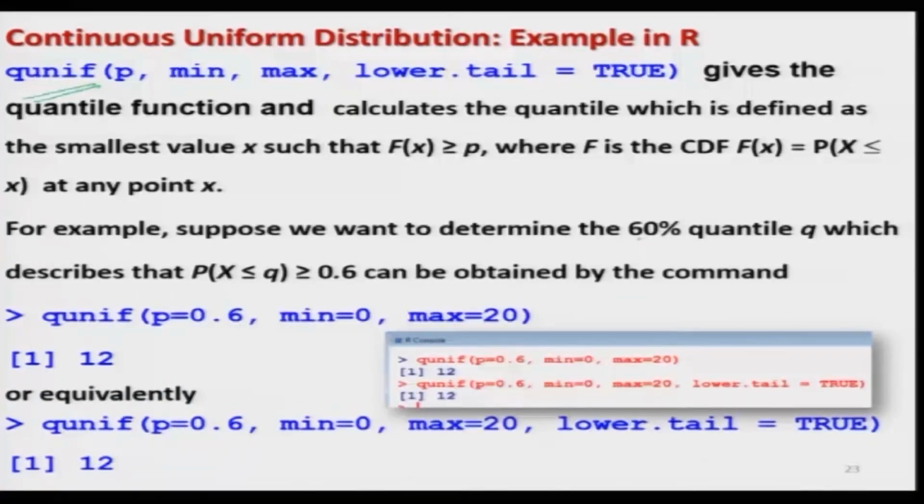Similarly, if you want to find the quantile, you have to use this command. If you want to find the 60 percent quantile of the same PDF, it can be obtained by using the command qunif with p equal to 0.6, minimum equal to 0, maximum equal to 20, and this will give you the value 12. And if you use the option lower.tail equal to TRUE, it will give you the value of this quantile as 12, the same thing.